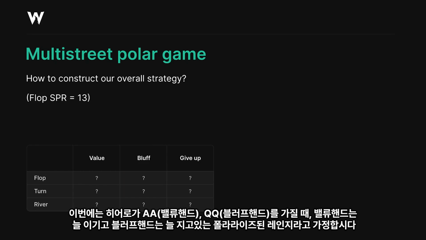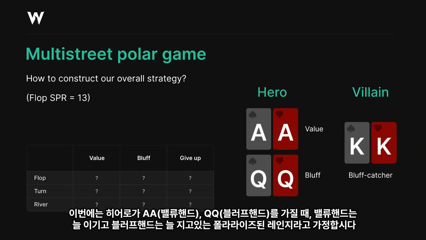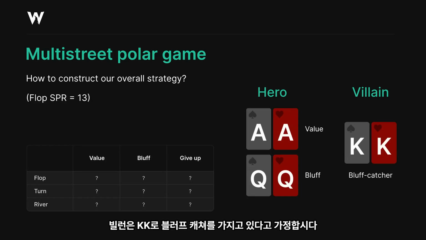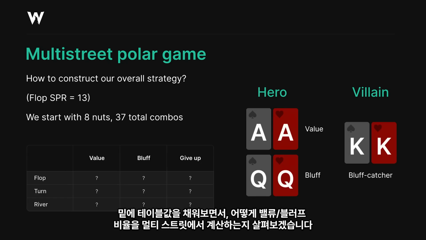So again, let's imagine this time that we're hero and we're the polarized player holding either a value bet or a bluff. And just pretend that our value bets will always be value and our bluffs will always be bluffs, and their bluff catchers will always be bluff catchers. We start with 8 nutted hands and 37 total combinations. So 29 of those combinations are bluffs. We're going to fill out this table together to show you how to calculate value to bluff ratios over multiple streets.